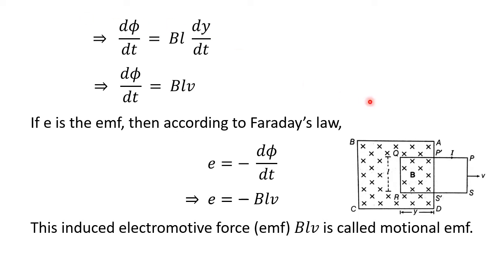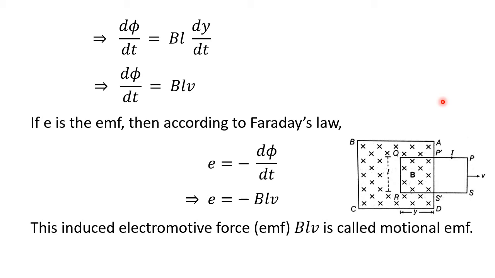The same current direction we can analyze with respect to Fleming's right hand rule also. According to Fleming's right hand rule, we have to keep our right hand's first three fingers perpendicular to each other. If the thumb indicates the direction of motion of the conductor and the forefinger indicates the magnetic field direction, then the middle finger indicates the induced current direction.